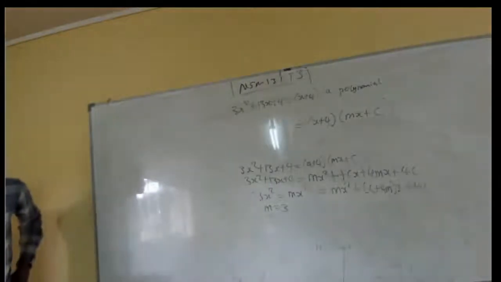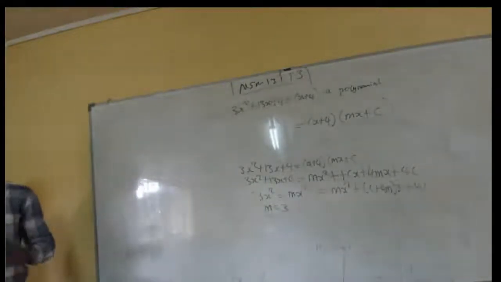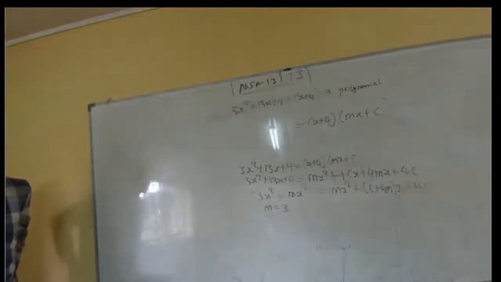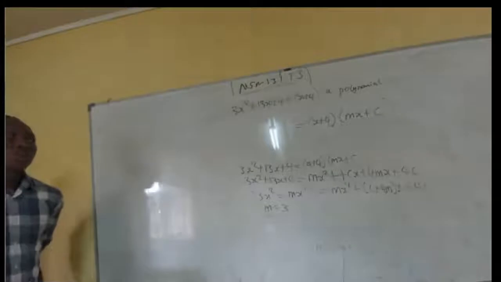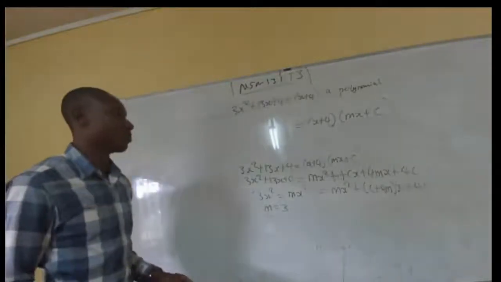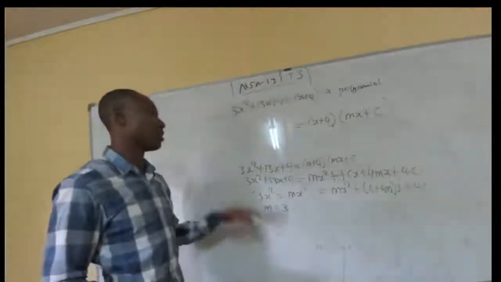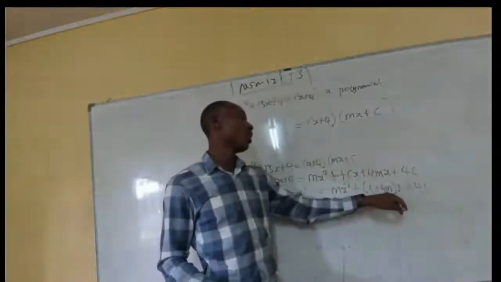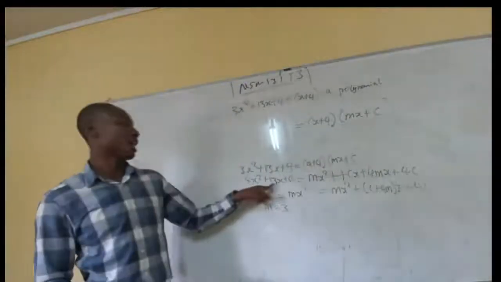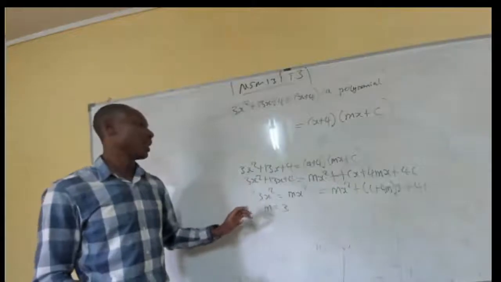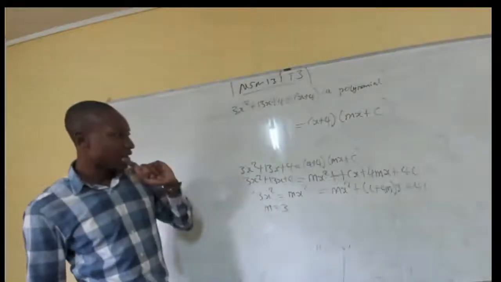But as I was saying, we cannot actually find the value of c because it's not independent of m. Alright, so we have two ways we can find c from here. Either we can equate c plus 4m to 13x, because that's the coefficient of x. Alright? Or we can actually look at where c is.